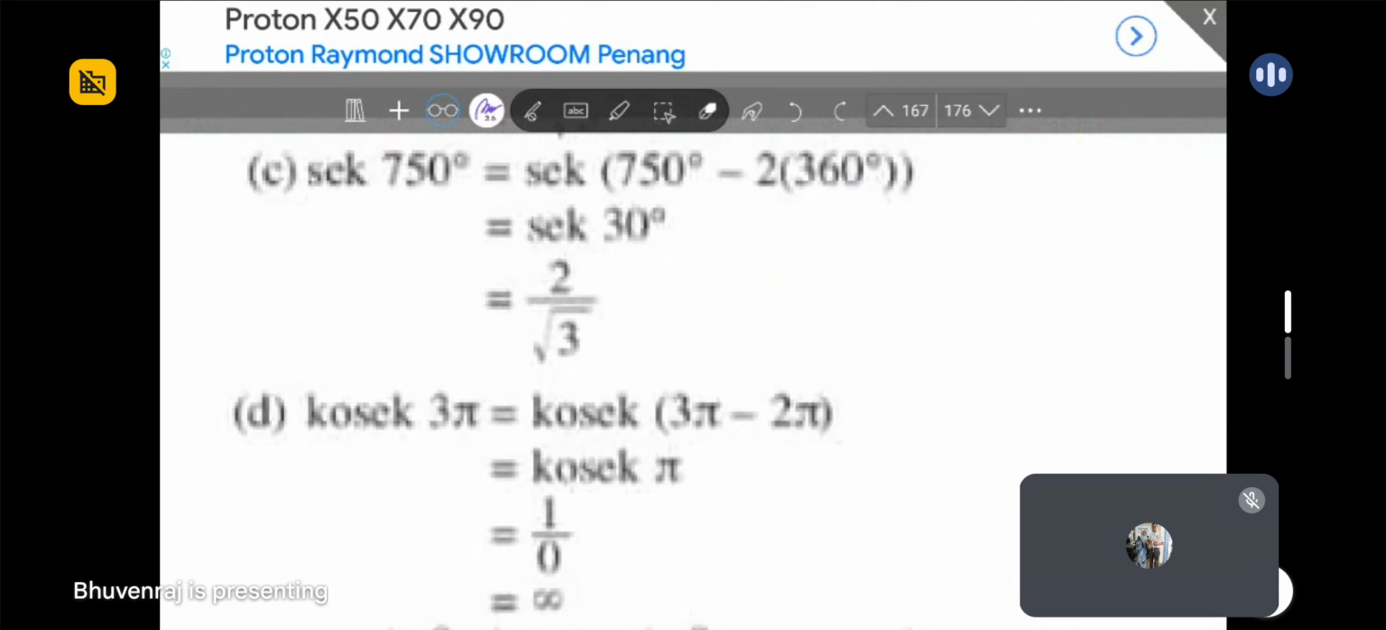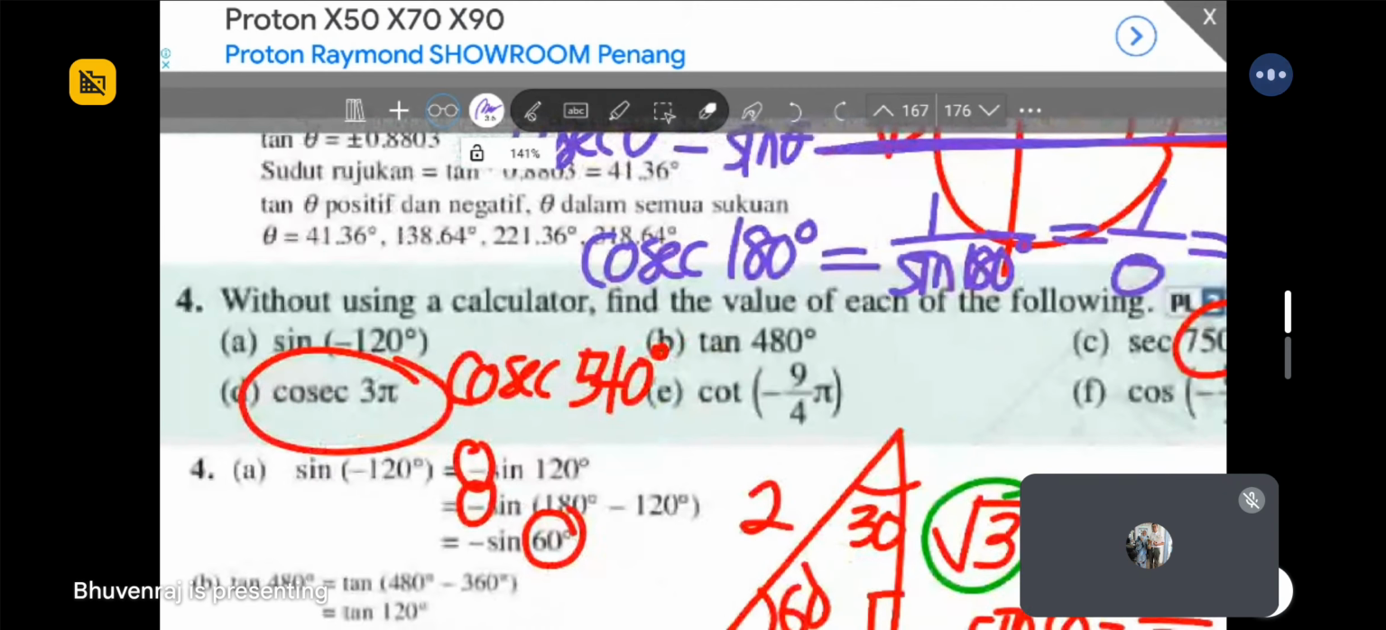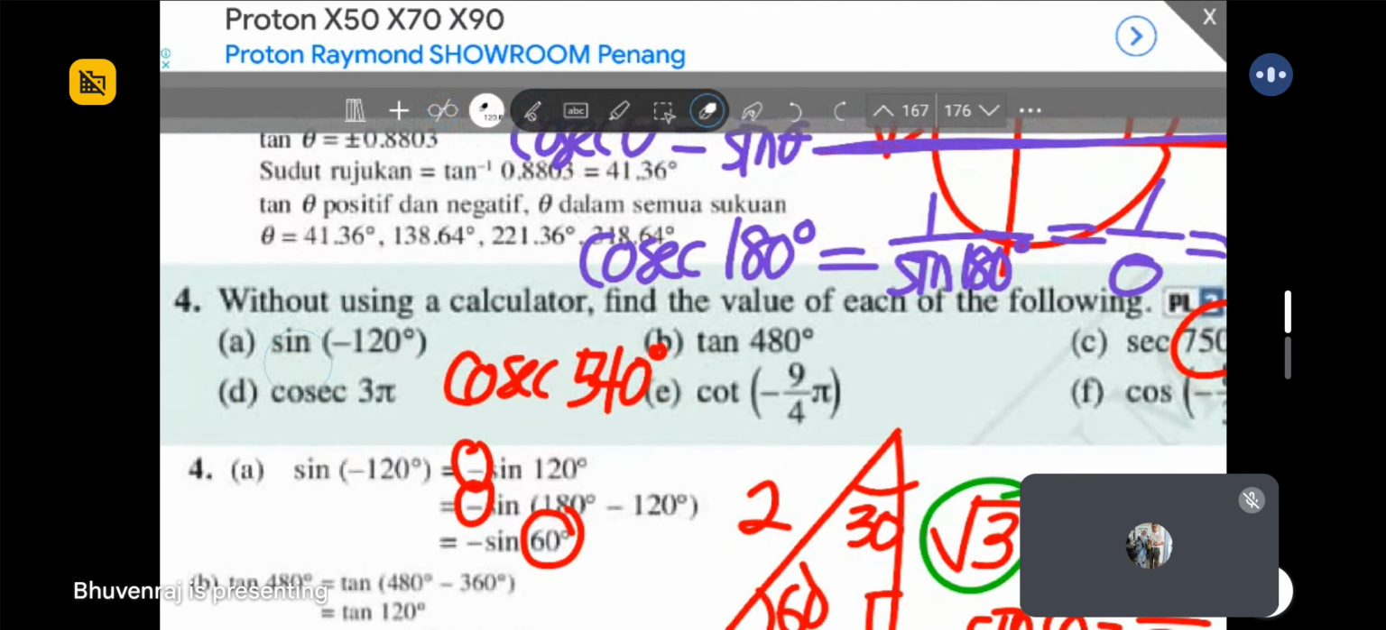So you can see this is the concept. Are you clear? Boleh dapat? This one is a special case, guys, because the angle over here is very special, 540. Biasanya dia tak tanya macam ni. Usually they don't ask, but better to know lah. Alright, so next one, cotangent negative 9 over 4 pi.